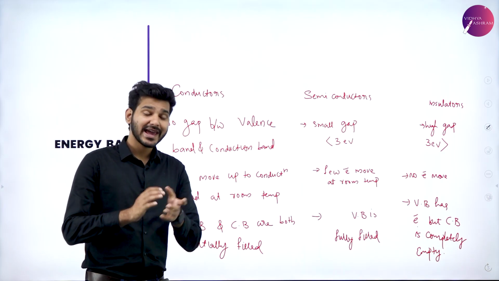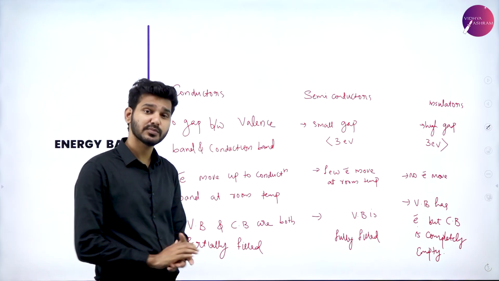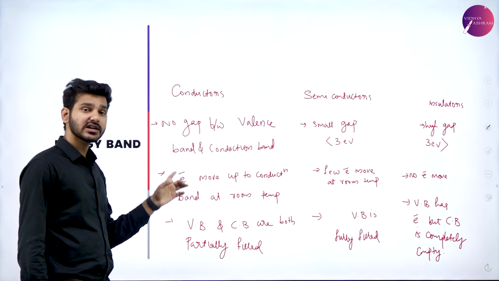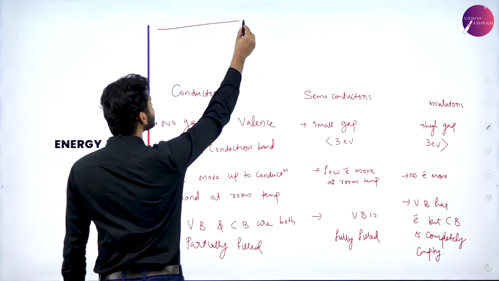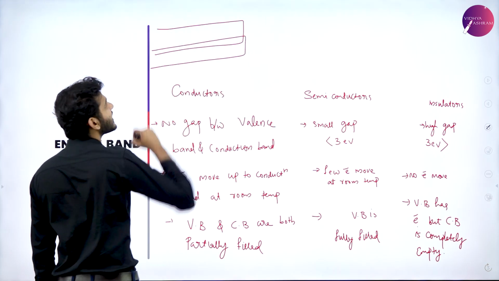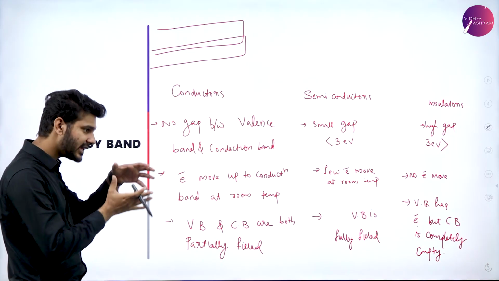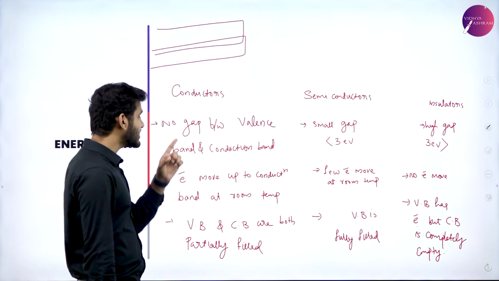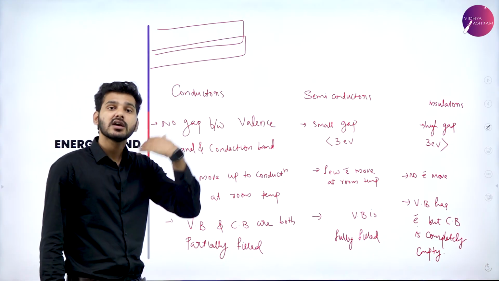So how can we apply energy band theory to conductors, insulators and semiconductors? Very simply, for conductors we can say that the energy gap between the valence band and conduction band is 0, which means they are overlapping each other. There is practically no distance between the valence band and conduction band, which means it requires no energy to move electrons up and down.